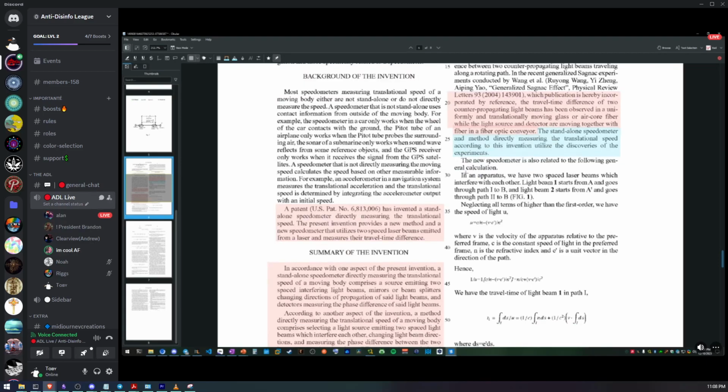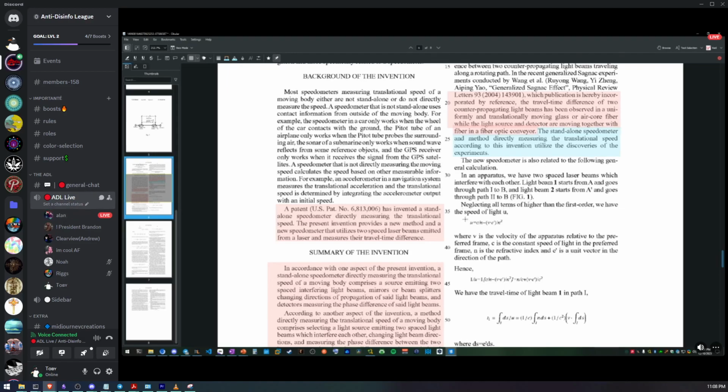I feel like the grammar in this is so poor. A new speedometer is also related to the following general calculation. In an apparatus, we have two space laser beams which interfere with each other. The light beam 1 starts from A and goes through the path 1 to B. The light beam 2 starts from A prime and goes through path 2 and ends at B in figure 1. Neglecting all terms higher than the first order, we have the speed of light u.